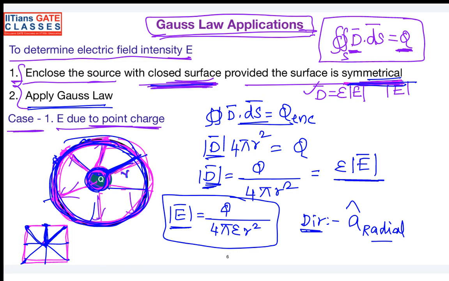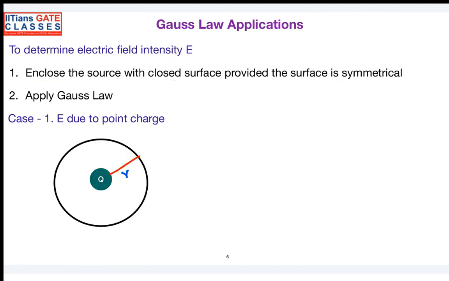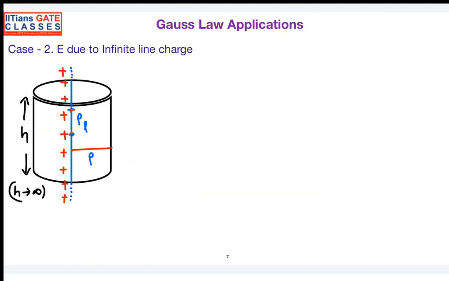Now we will try to apply the same logic to the line charge. So consider there is an infinite line charge, where the charge is uniformly distributed. And now I want to find out the electric field intensity due to this line charge at a distance of rho. This is your line charge and I want to find the electric field intensity at a distance of rho.